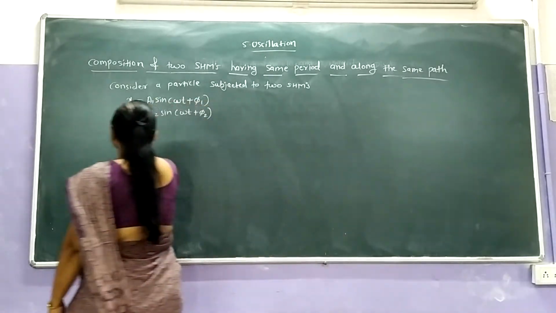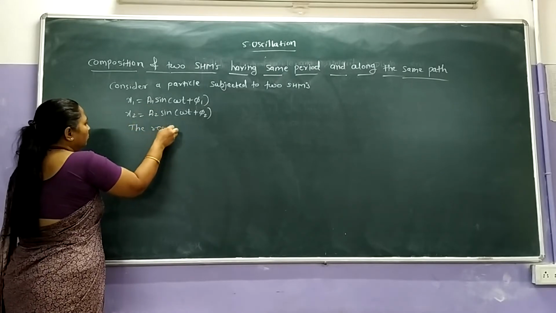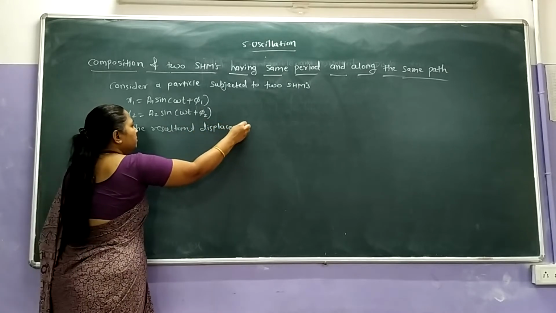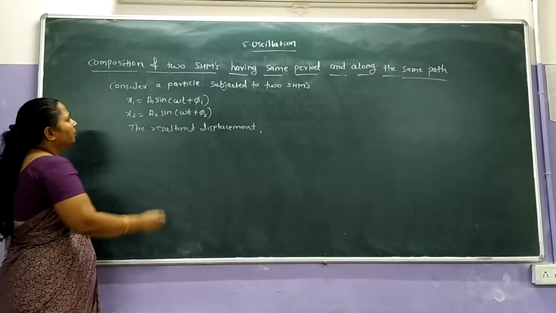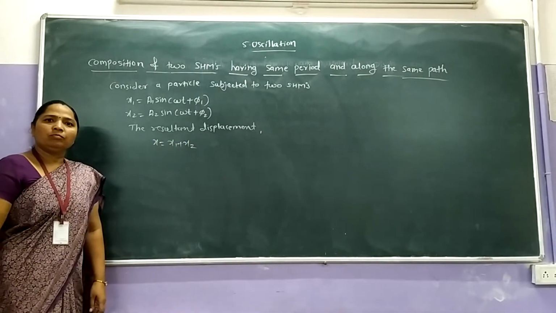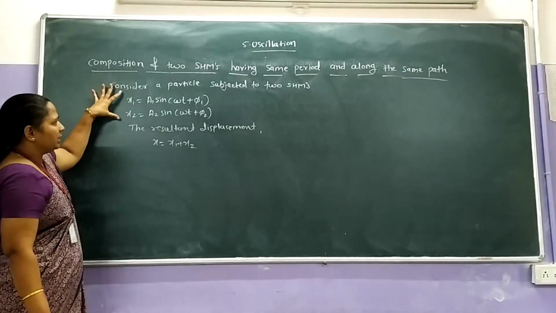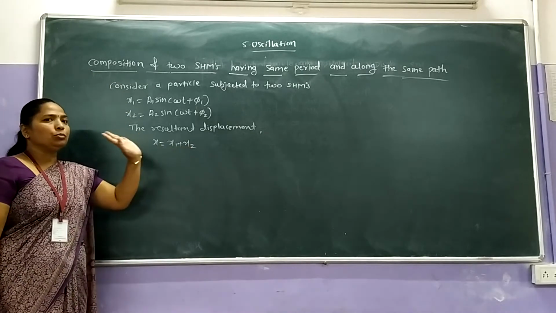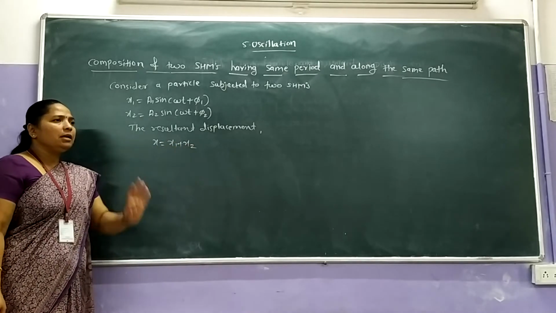Therefore, x1, x2, the resultant displacement can be calculated by using x is equal to x1 plus x2. The resultant displacement of the two SHMs, x is equal to x1 plus x2. According to the superposition principle, x is equal to x1 plus x2.